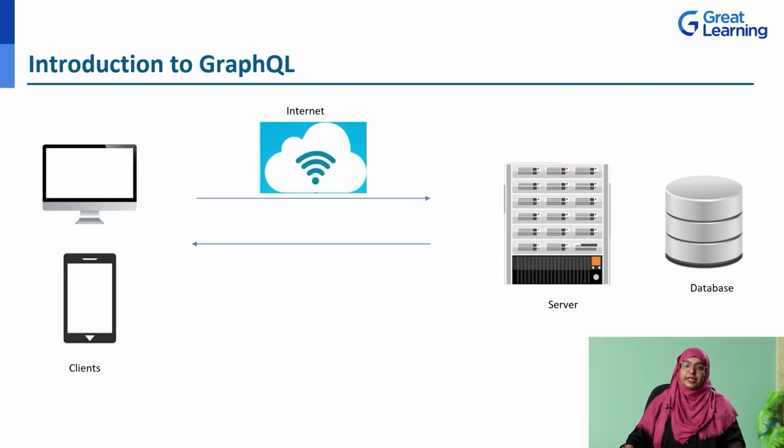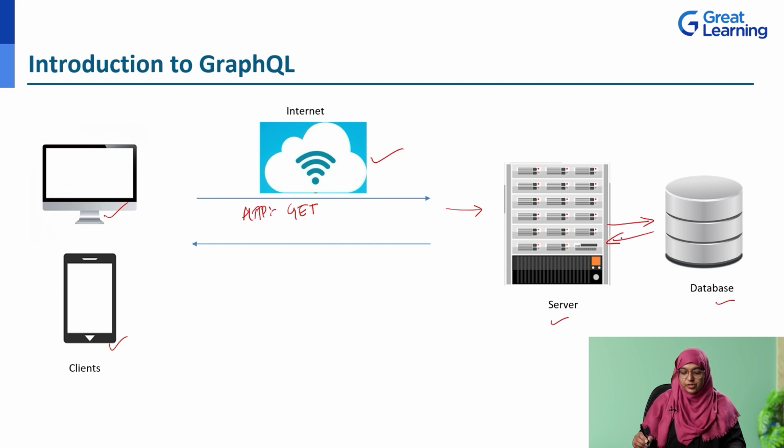Now, how exactly does the communication happen between your clients and your servers? You have clients over here, that is your desktop and your mobile, for example. And with the help of the internet, you have your server and then you have your database. With the help of the get method, you try to have those communications between your client and your servers. As you send your HTTP request over the get method, the server contacts the database, and then the information is brought back with the help of the HTTP response. This is the common way of communicating between your client and your servers over the internet.